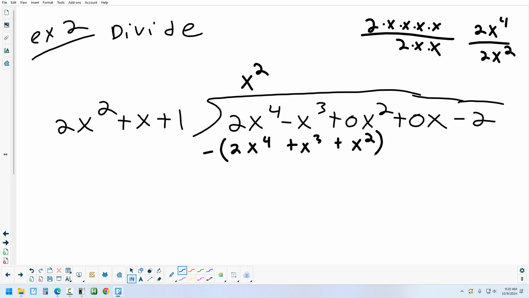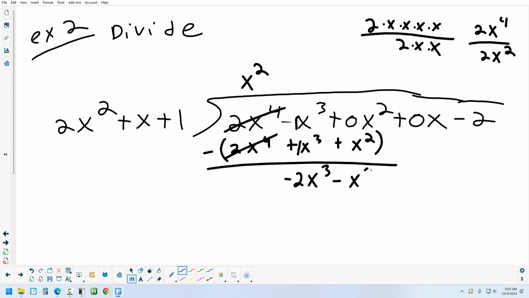Subtract. Okay, 2x to the 4th minus 2x to the 4th, that's gone. What's negative x cubed minus x cubed? Negative 2x cubed. So that's like a negative 1, and then you're minusing another 1 from it, so that's a minus 2. And 0x squared minus x squared is negative 1x squared. Yep.